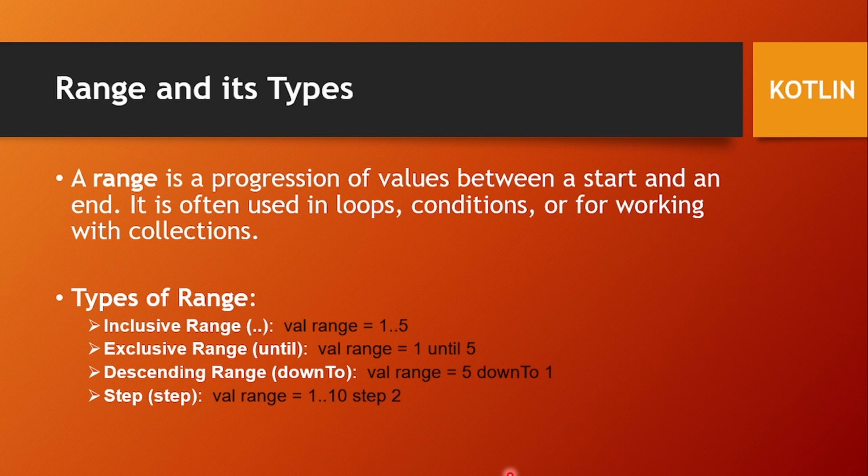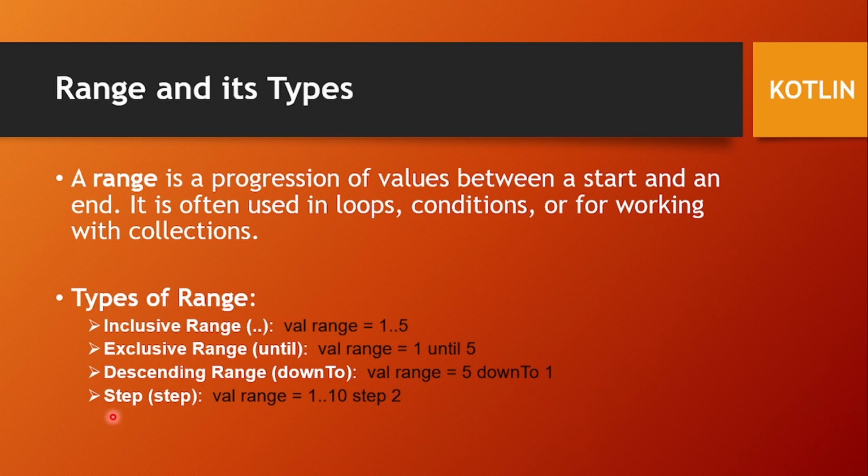We can use ranges in Kotlin in loops, conditional statements, or collections for decision making and many more things. As you can see here, these are the types of ranges. The inclusive range is declared with a double dot, a basic declaration for range. Then we have the exclusive range, like until range, using the until keyword, and for descending order we can use down to, like 5 down to 1. It will be in descending order, 5 to 1, or 10 to 1, or 10 to 2, anything.